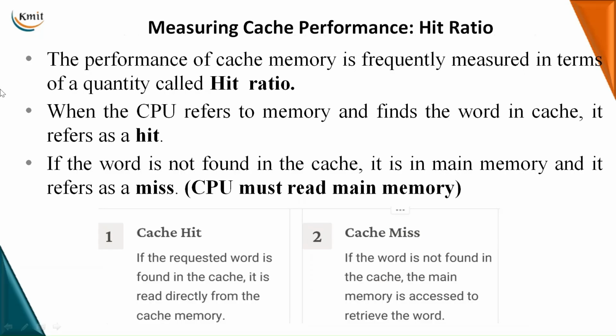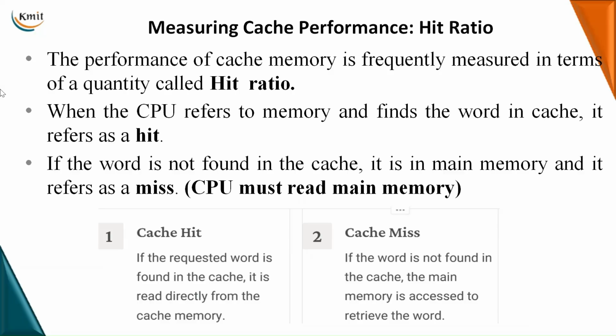So next is measuring the cache performance. How can you measure the performance of a cache, whether it is good or bad? That is measured in terms of a ratio. We call it a hit ratio. The performance of a cache memory is frequently measured in terms of a quantity called hit ratio. So what do you mean by a hit ratio?